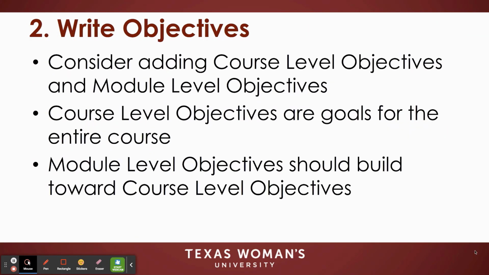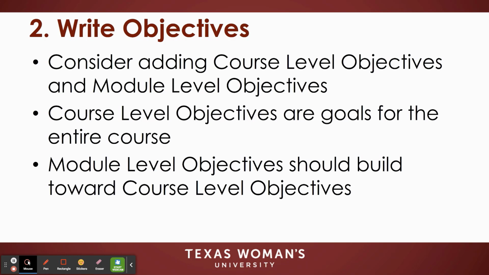Step 2, write objectives. Using your mission statement, you will write both course level and module level objectives. The course level objectives are goals for the entire course, and your module level objectives should build towards the course level objectives. Please be aware that many of you may have objectives that are created by your department and therefore you cannot change them. If this is the case, I suggest reviewing the objectives and reflecting on what they mean. If you have the ability to write your course objectives, or if you've already written some that you want to revise, here are some things to keep in mind.